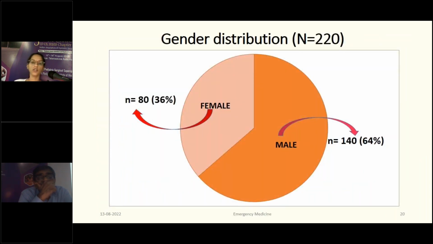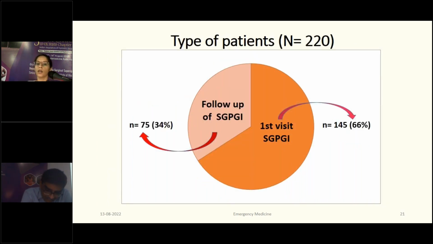The gender distribution of the patients admitted to the ED: 64% of the patients were male and 36% of the patients were female. Regarding the type of patients that presented to the ED and were admitted, only 75 patients, that is 34% of the patients, were follow-up of SGPGI. The rest of the patients, that is 145, comprising 66% of the total admitted patients, had their first visit at SGPGI.